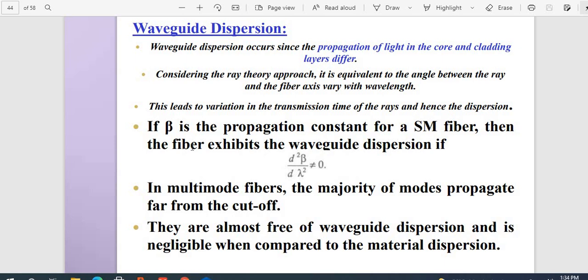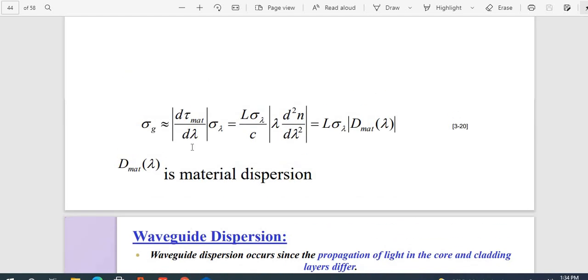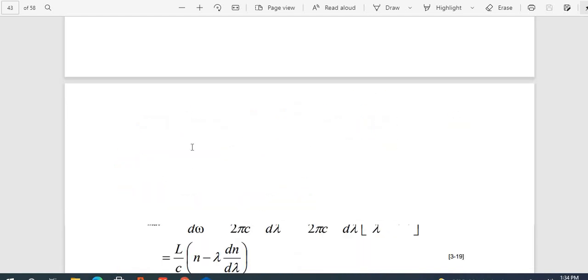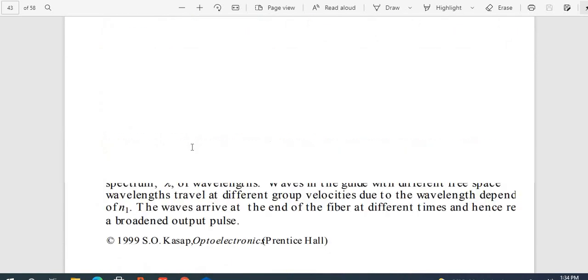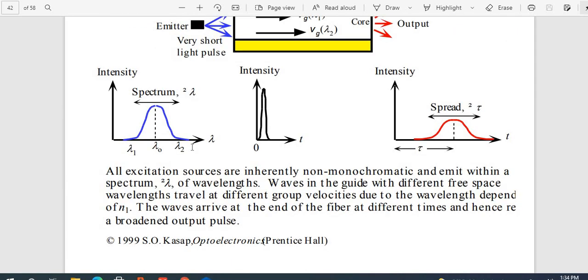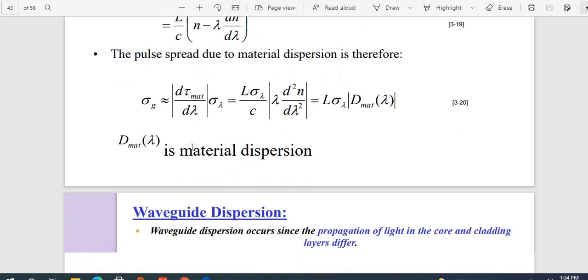In the previous class we discussed dispersions. Up to the last point we covered dispersion with respect to material dispersion, including its derivation, and even the dispersion analysis of it. Next we are going to learn about waveguide dispersion.